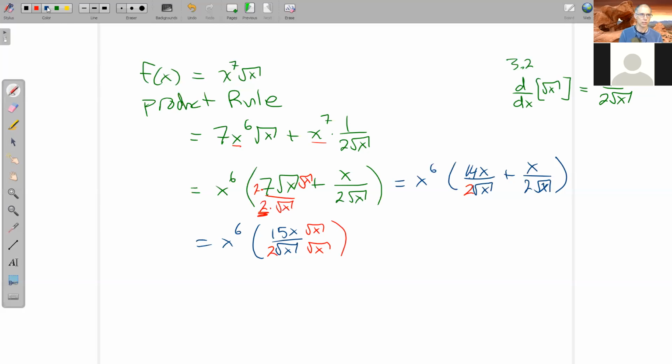And so that's going to give me x to the 6th, I don't need the parentheses anymore, times 15x times the square root of x on the top. And in the bottom, I have 2 times square root of x, which is 2x. So things clean up nice. X divided by x is 1. And that's about it. So I guess the final answer would be 15 halves. Let's pull that out in front. And then we have an x to the 6th square root of x.